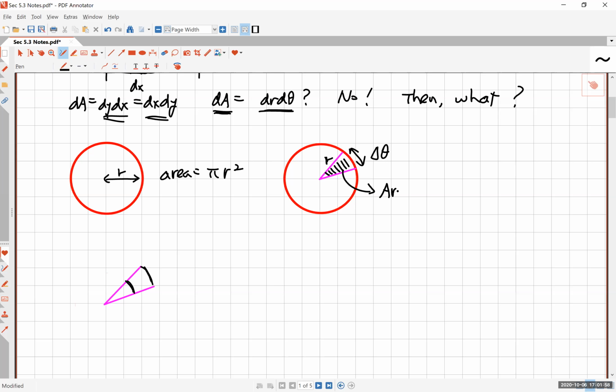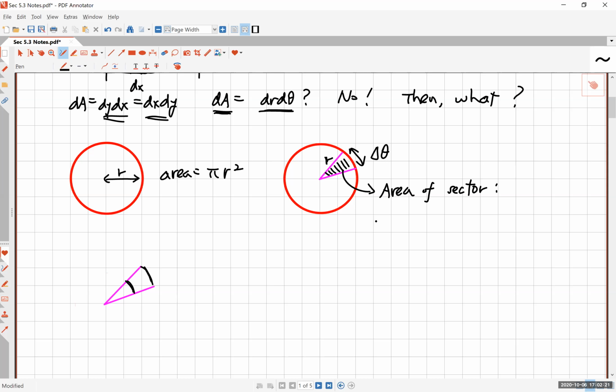The area of this, and by the way, this object is called a sector, not section. The sector is a part of a circle bounded by the circumference and two of the radii. All right. So sector. Right, so this is not too hard to figure out, right?